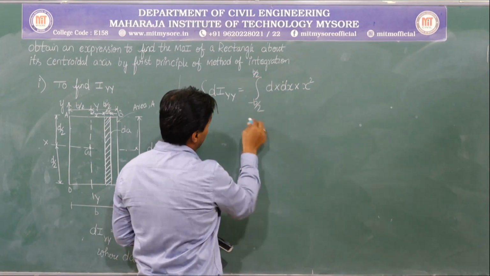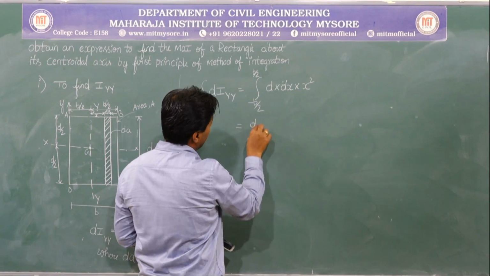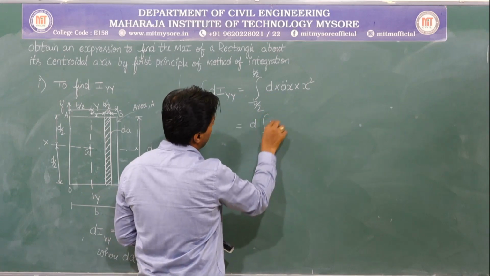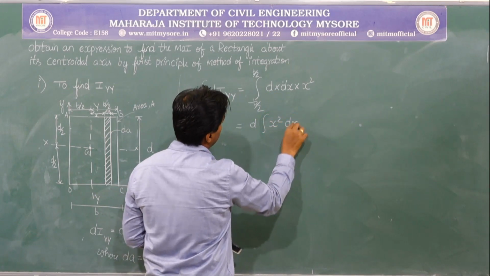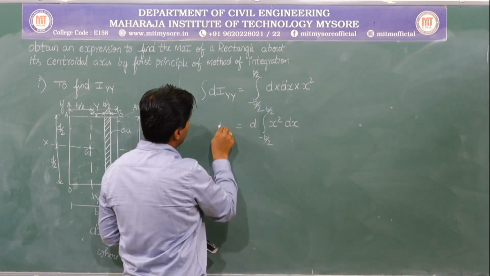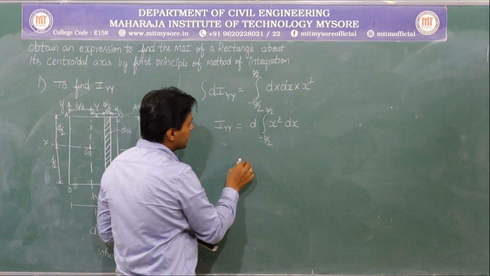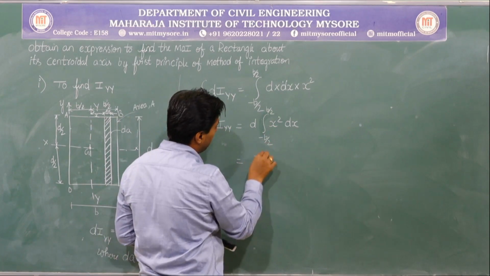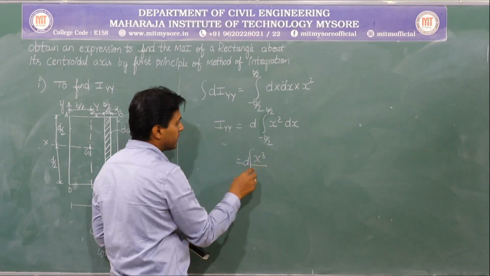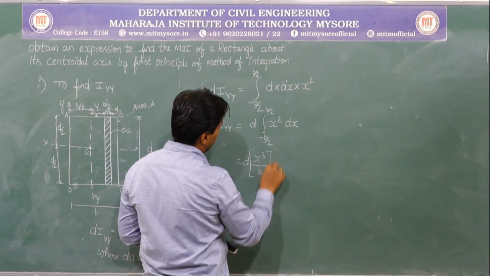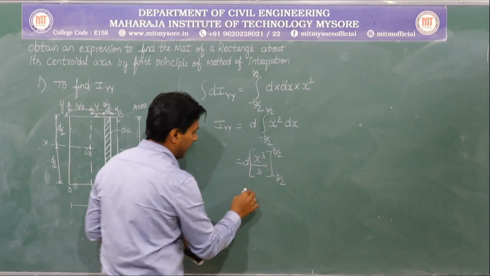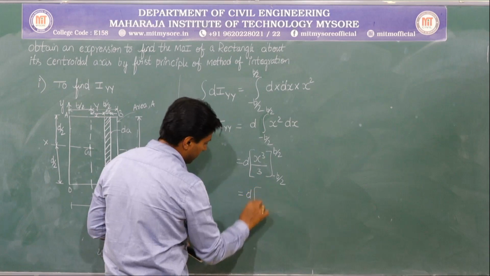Out of this, the constant term d I can take out, and let me integrate x square into dx, from minus b by 2 to plus b by 2. So this will become Iyy. Now it is x cube by 3, so let us not forget this time. So d into x cube by 3, and the limit is minus b by 2 to plus b by 2. Okay. So now d, let it be as it is.